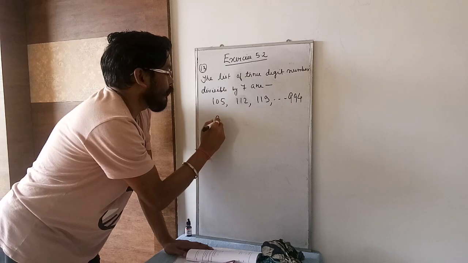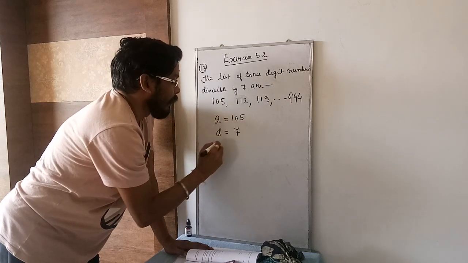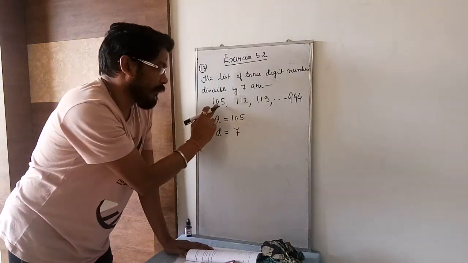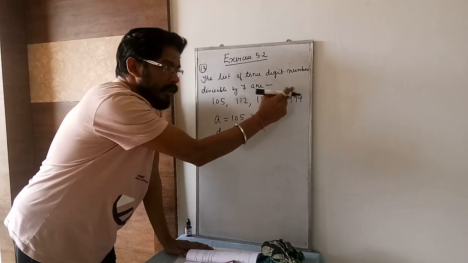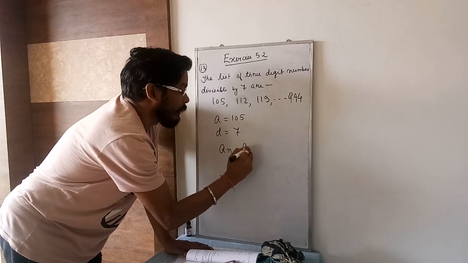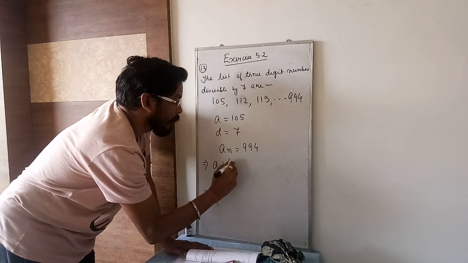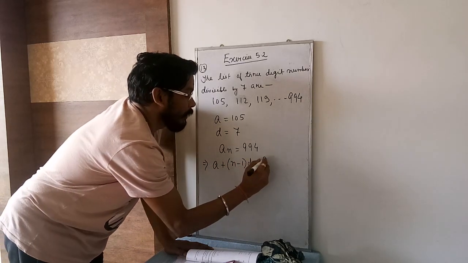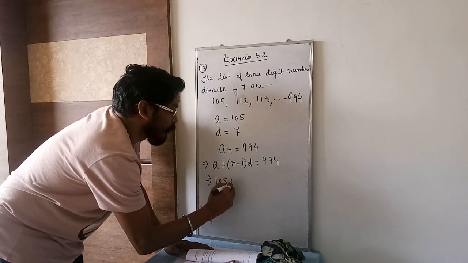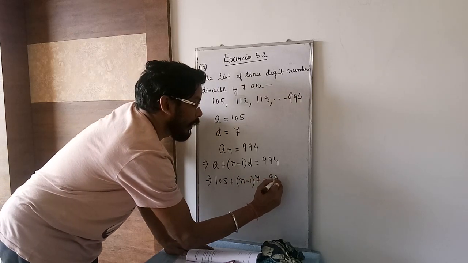So here A is your 105, d is your 7, and your last term is 994. In which position it lies, you don't know. This is the first position, second, third, in between many are there. This is the last position. Since you don't know, I will write an equal to 994. So the formula is A plus n minus 1 into d equal to 994. Now put the value of A: A is 105, n minus 1, d is 7, 994.